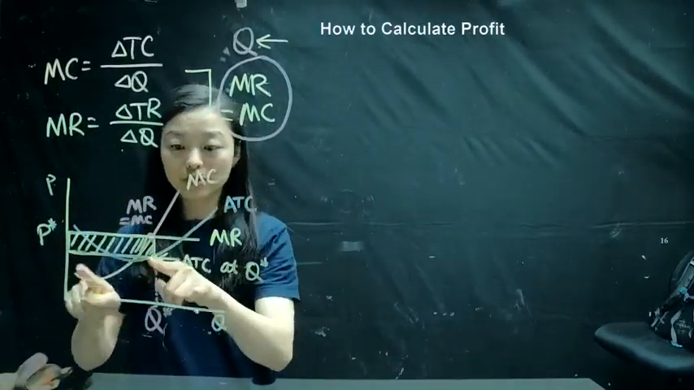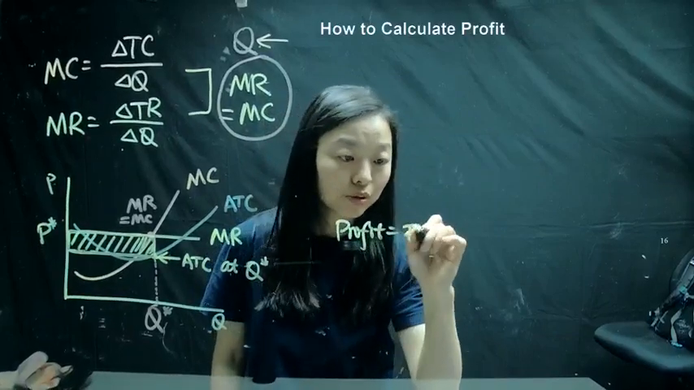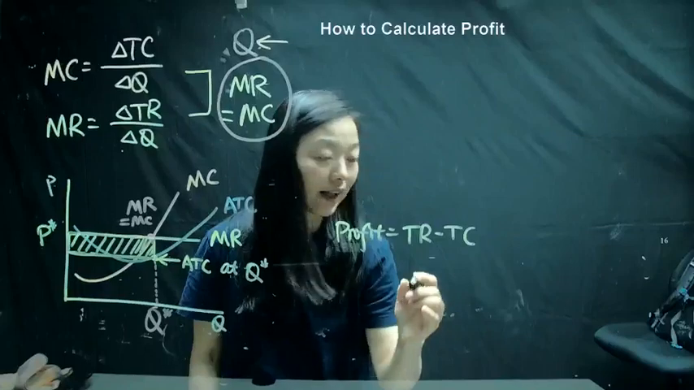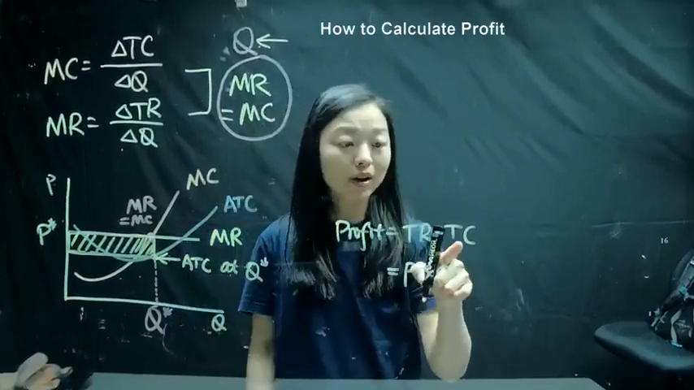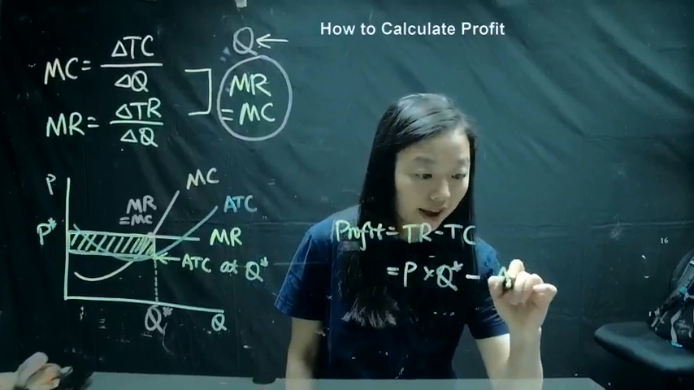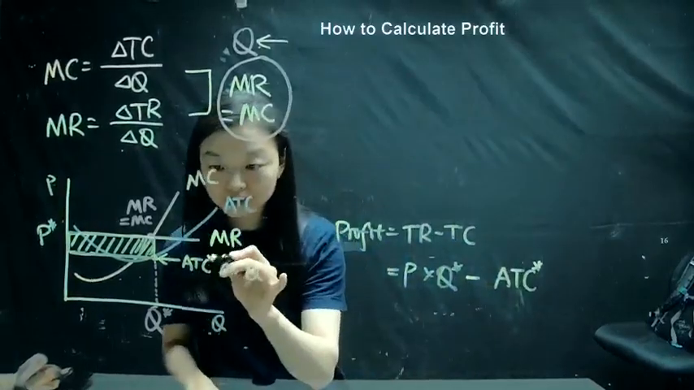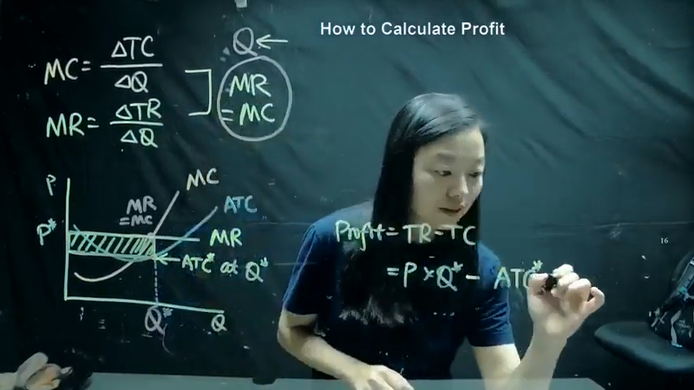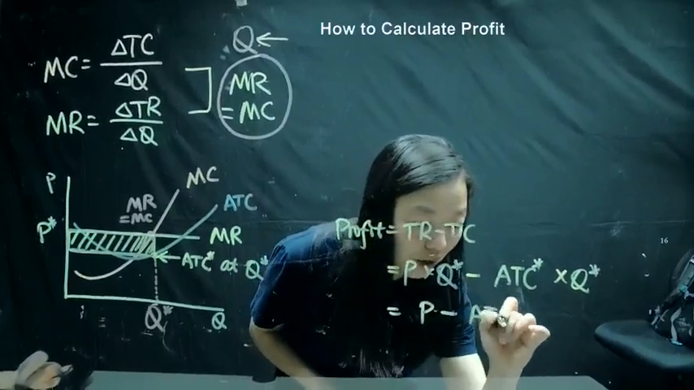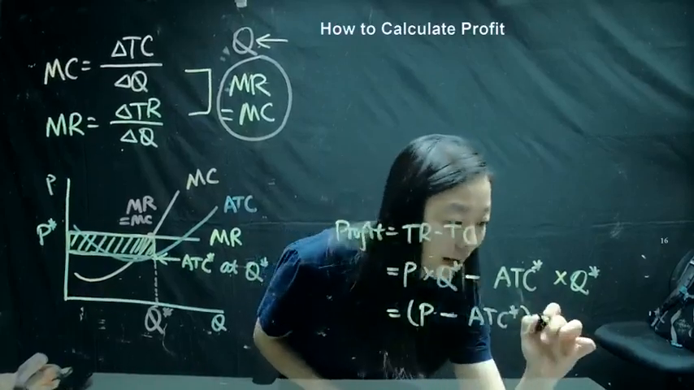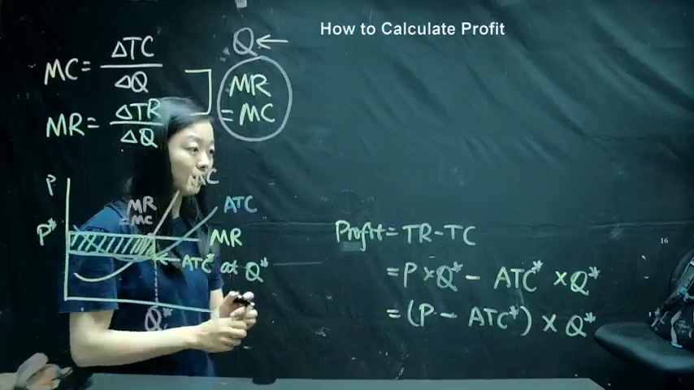This rectangle here will represent profit, because profit equals total revenue minus total cost, right? And total revenue is price times quantity at Q star. And what about total cost? It equals average total cost at Q star times Q star. So finally, profit equals P minus average total cost at Q star, times Q star, which will be the area of this rectangle showing on this graph. Understand?